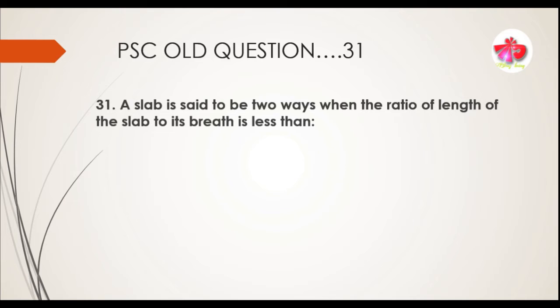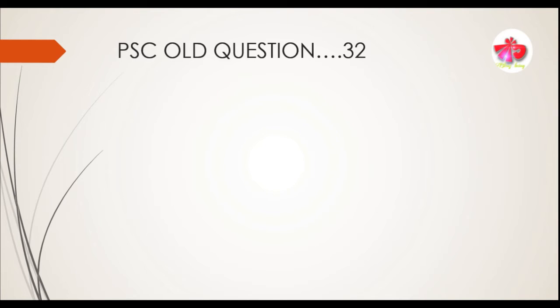Question number 31. A slab is said to be two way when the ratio of the length to the breadth is less than option A, 1, option B, 1.5, option C, 2, and option D, 2.5. So friends, a slab is said to be two-way when its Lx by Ly is less than 2. Option C is the correct answer.